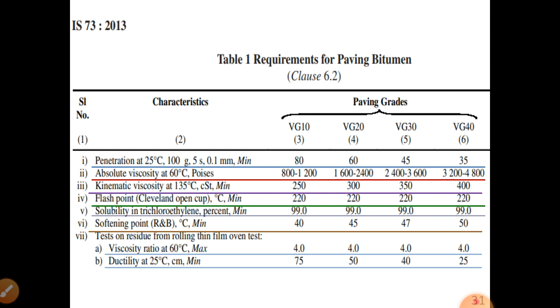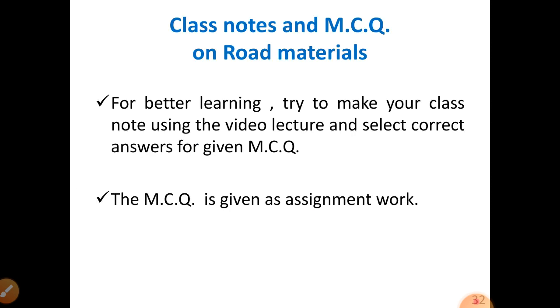So this is the table of Indian Standard 73 2013 for road construction in India, requirements for paving bitumen. So today we saw the road materials and their tests. We saw coarse aggregates, grits, and an introduction to bitumen. Thank you.